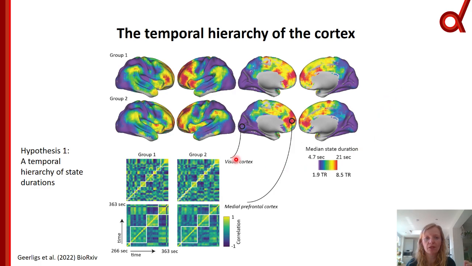So here we have data again averaged across groups in visual cortex and medial prefrontal cortex. And we see this fast changing pattern here. We see these longer lasting states here.